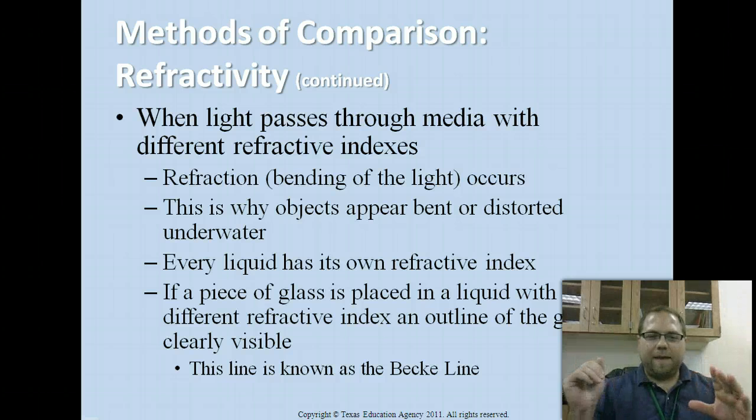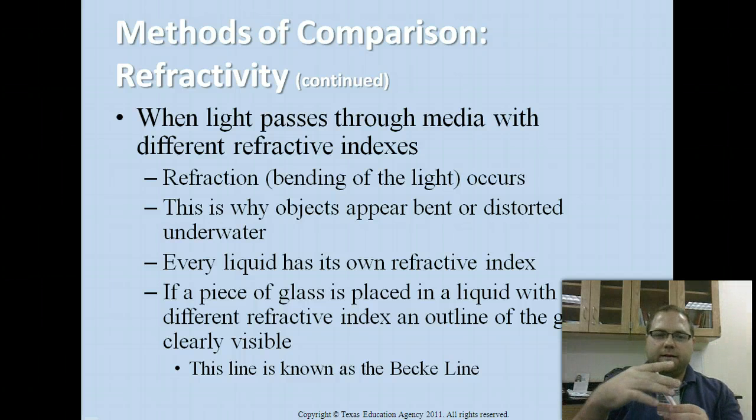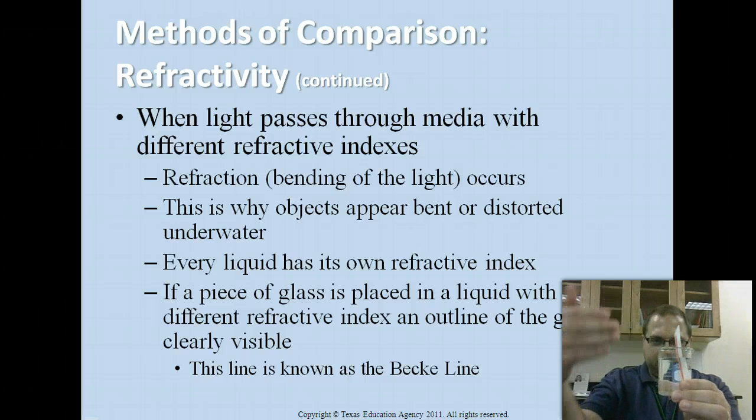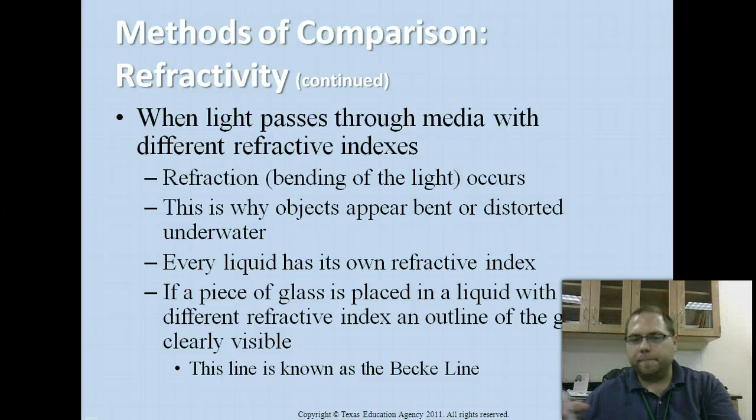Okay, so light passes through, and that causes refraction. It causes light to bend. That's why, when you're underwater and light's going through, it causes things to seem bent. Like you have a beaker here with the straw. Well, the straw is not actually bent, but the light is bending through the water, and so the refractive index causes the straw to appear bent. Okay. Every liquid has its own refractive index, and so if a piece of glass is placed in a liquid with a different refractive index, then you can see the glass.